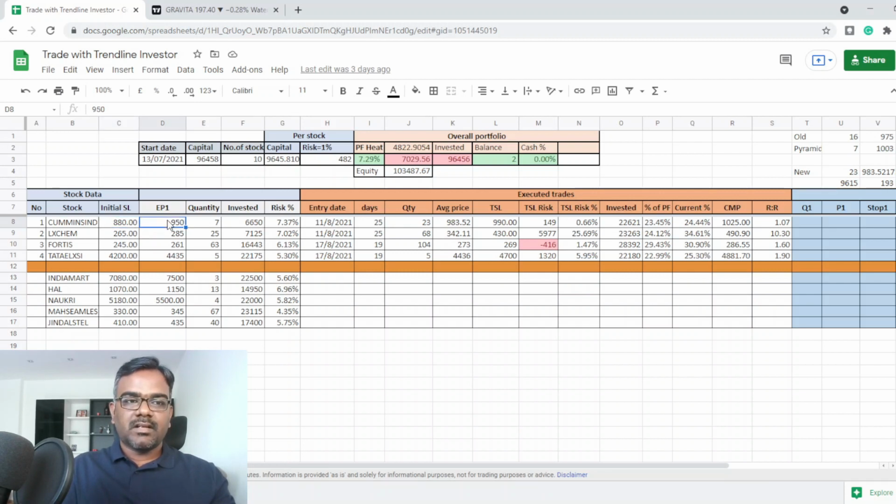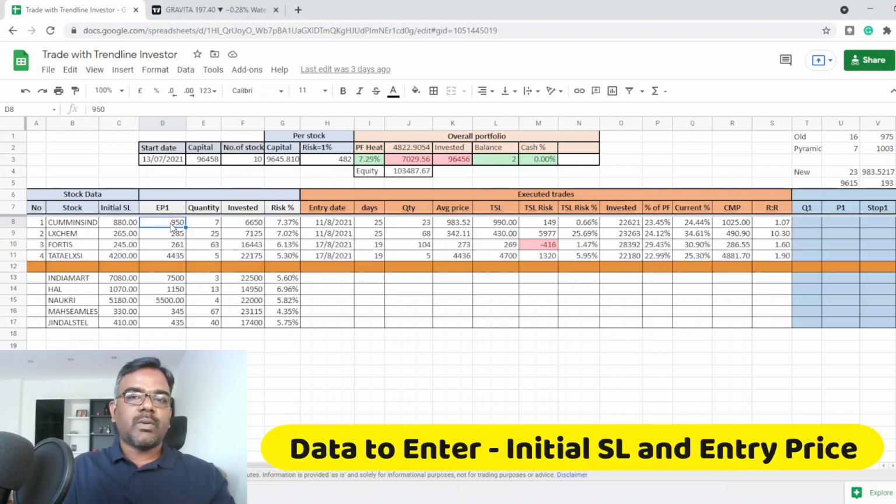Now for entry price, let's say today Cummins India is trading at 950, and probably you want to enter at 980 only. So then your entry price here will be 980. But when I took this trade, it was trading around 930, 940 or something, and I entered my entry price as 950. So basically I want to enter at a particular point, either below the current market price or above the current market price. Whatever that is, you just need to enter that entry price here.